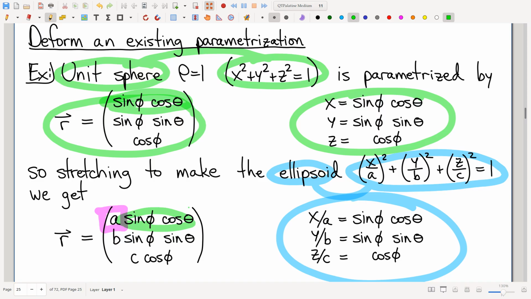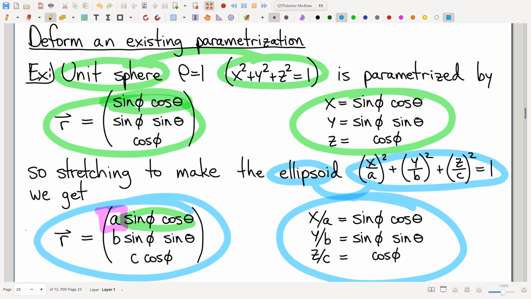Not a deep suggestion. If you want to make the x coordinates a times as big, cool, go ahead. There it is. I multiplied them by a. All right. Again, likewise with the y and the z. So this too gives me a new parameterization.